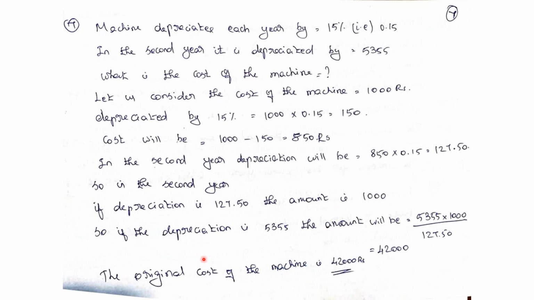So if the depreciation is 5355, the amount will be 5355 into 1000 divided by 127.50. Again, here I am using the unitary method. Okay, the original cost of the machine is 42,000.